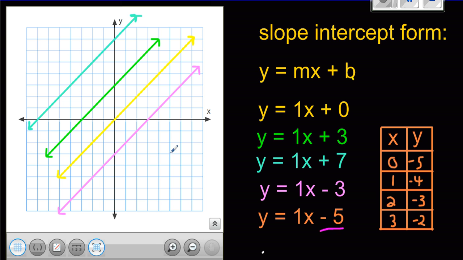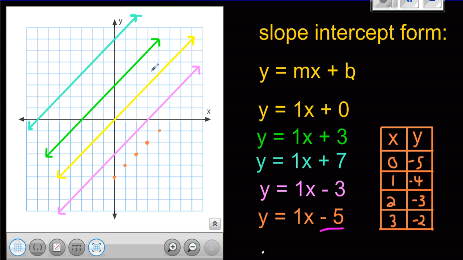So we can go ahead and graph these. 0, negative 5, 3, 4, 5 right here. And then we have x is 1 and y is negative 4 right here. When x is 2, y is negative 3. Oh, I didn't even do that one. When x is 3, y is a negative 2 right here.